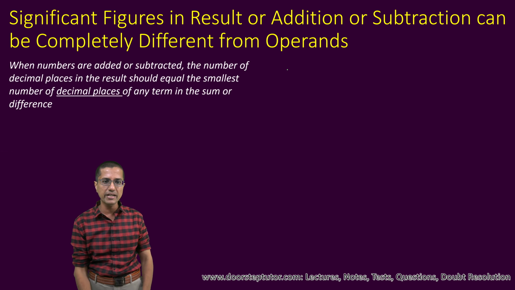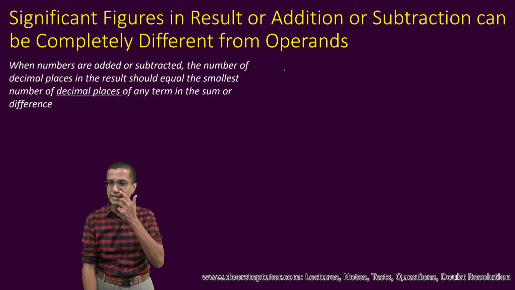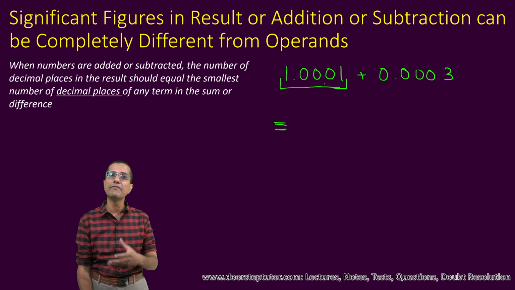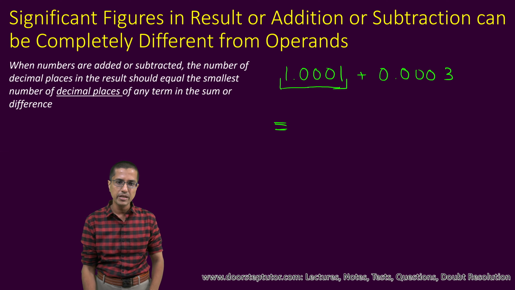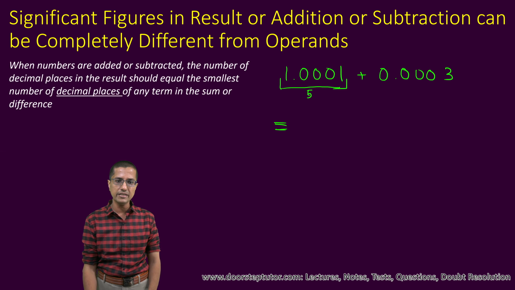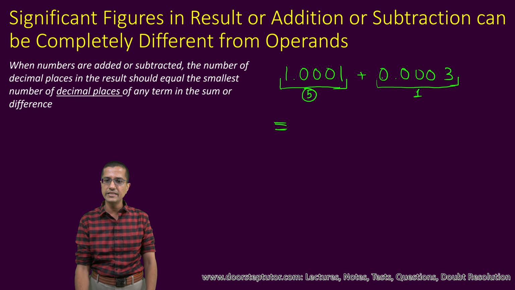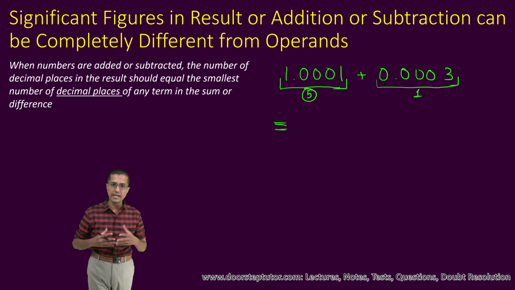Just to make this point a little stronger, that we are not looking at the number of significant figures, but we are instead looking at the number of decimal places. So this is a very simple example. I am adding 2 numbers. At the bottom I am writing their significant figures, whatever they may be. So this number has 1, 2, 3, 4, 5 significant figures, and this particular number has only a single significant figure, because all of these leading zeros are insignificant.